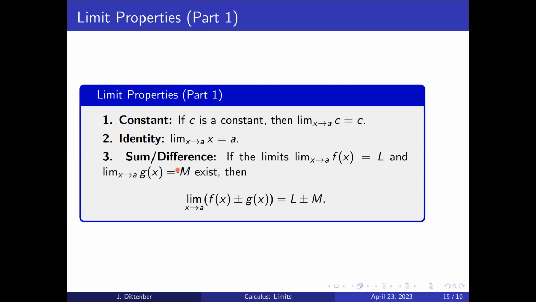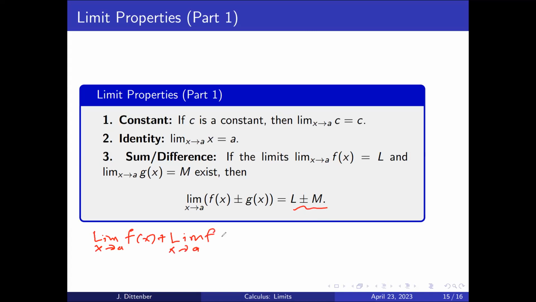Then we have the sum and difference rule. If the limit for f of x as x goes to a equals L, and the limit for g of x as x goes to a equals m, and they both exist, then we can find the sum of their limits simply by adding the limits together. So another way to reformulate this is that I can also write it down like this as well.